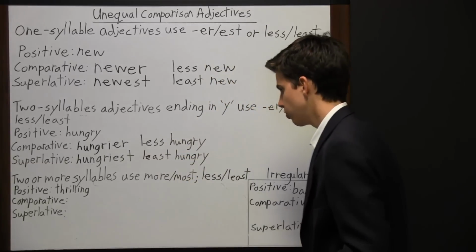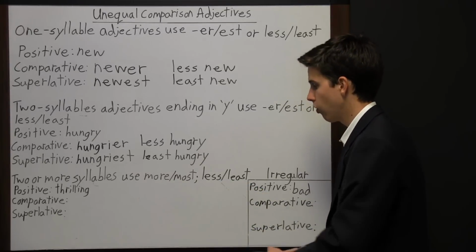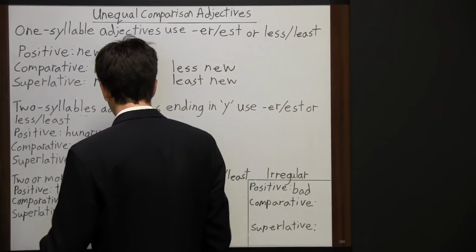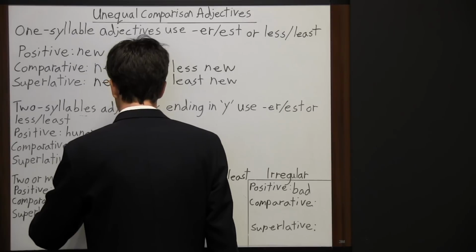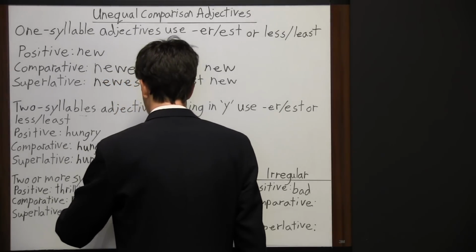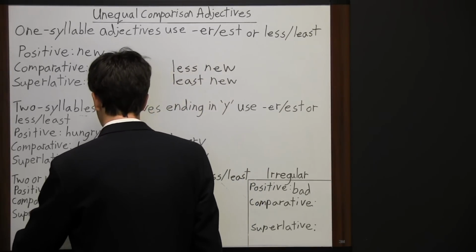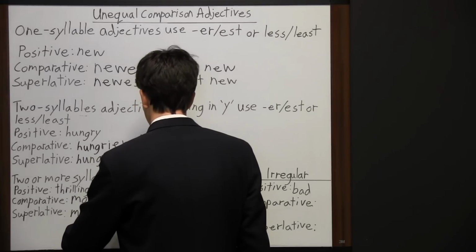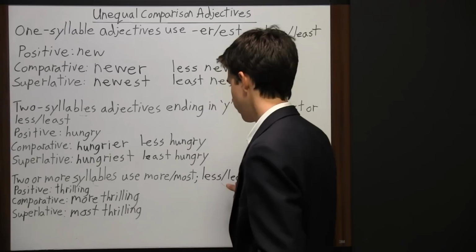Now, if you have a word with 2 or more syllables, use more or most or less or least. So notice here we're no longer using suffixes. So if something is thrilling and you're comparing it with something else, you would say that one is more thrilling. And then if you have 3 or more, you would describe something as being the most thrilling. And then in the same way as before, you would describe one as being less thrilling or the least thrilling.